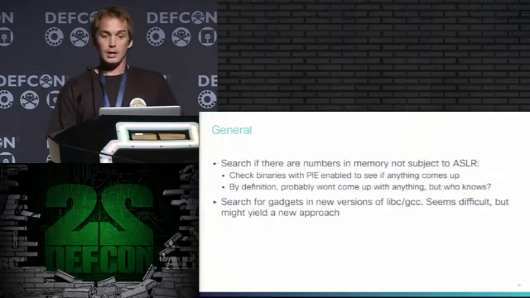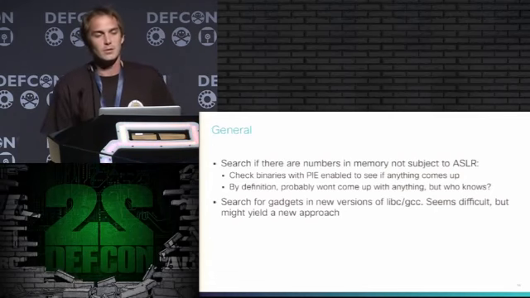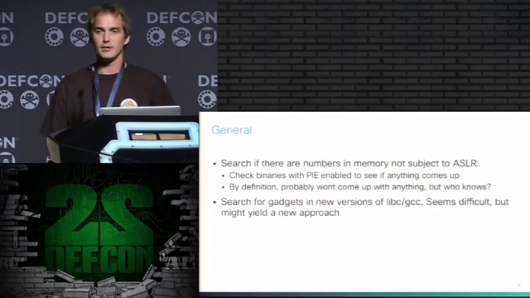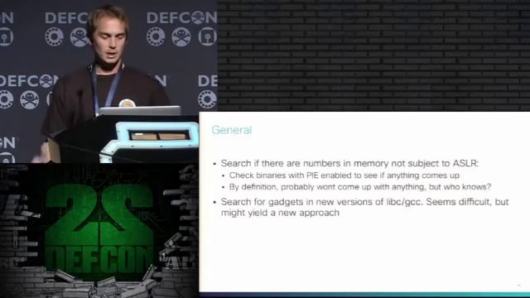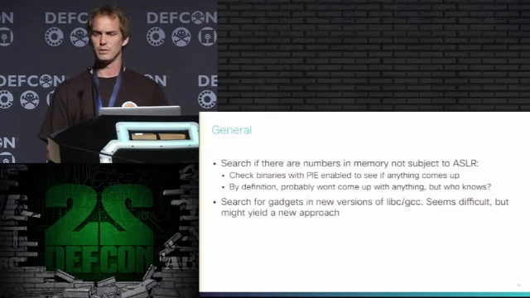So, future work. I'd like to continue having a look at numbers and whether they're available in memory and not subject to ASLR. So check a bunch of binaries with PIE and see if anything comes up. Realistically there shouldn't be, but you never know. And search for gadgets in new versions of libc and GCC. It seems difficult, but I might find a bunch of gadgets in there which could be exploitable, and allow that separation of exploiting the program through its dependencies in a way.